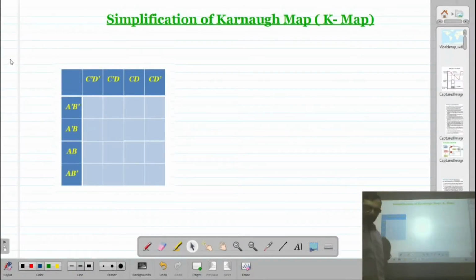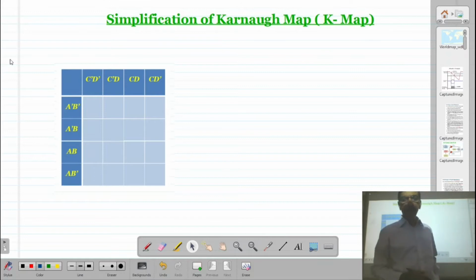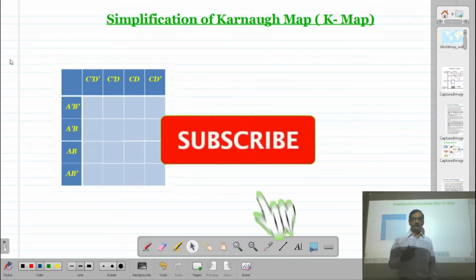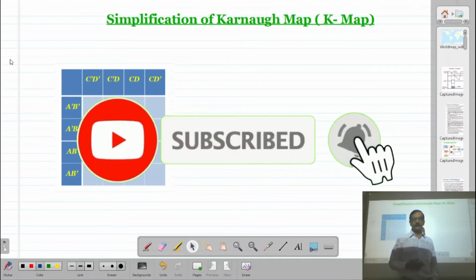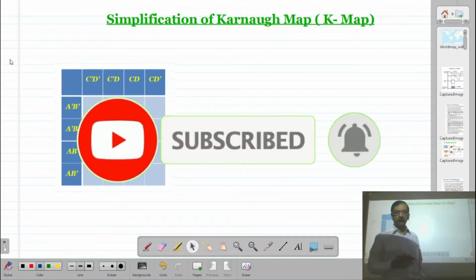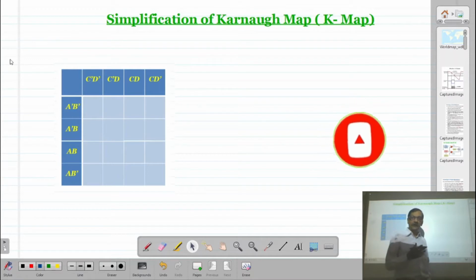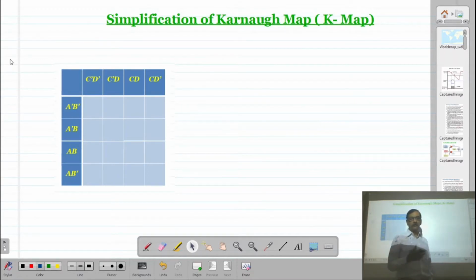Okay friends, so in this video lecture we will see some technique for simplifying the Karnaugh map. Once we can simplify the Karnaugh map, then your Boolean expression will also be in the simplified form. Remember, here you don't require the knowledge of the Boolean law. Without the knowledge of the Boolean law, we can simplify the expression.